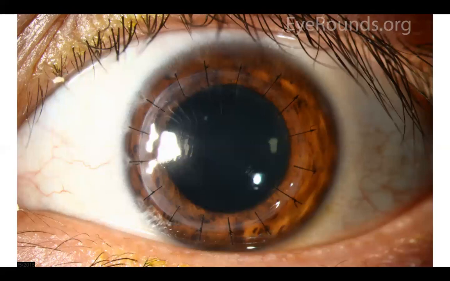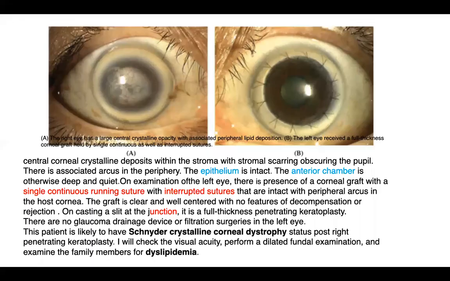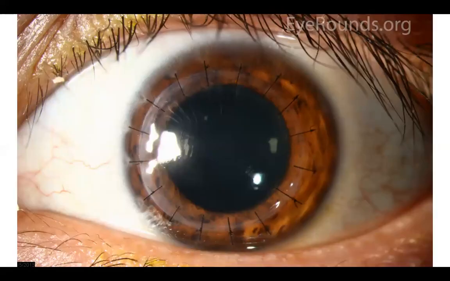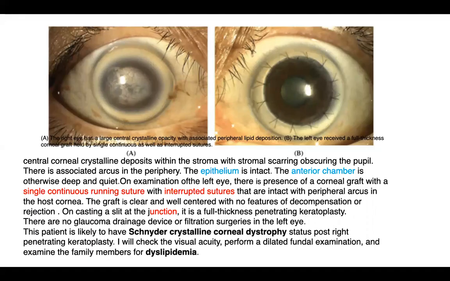Optical keratoplasty. Thank you, Dr. Hazim. You counted the sutures? No, ma'am, there will usually be 16 sutures, so yeah, I said it in a fluke.